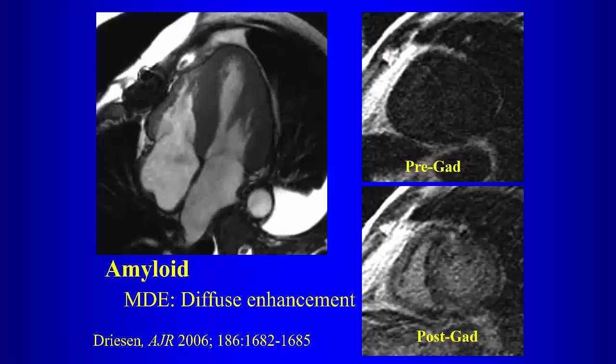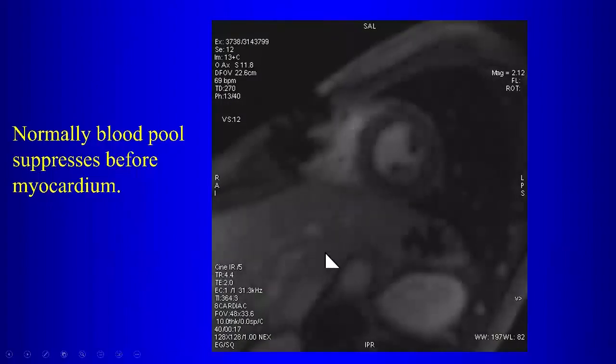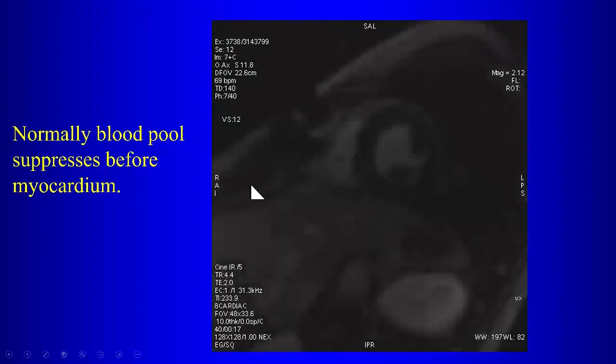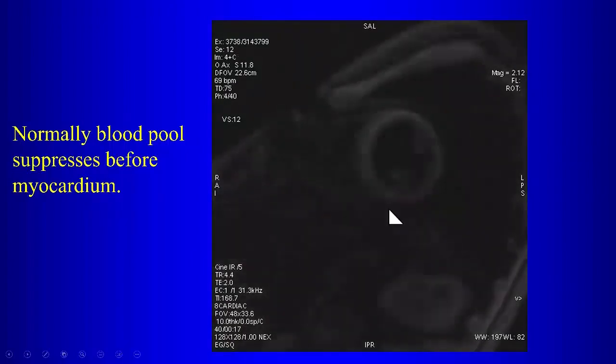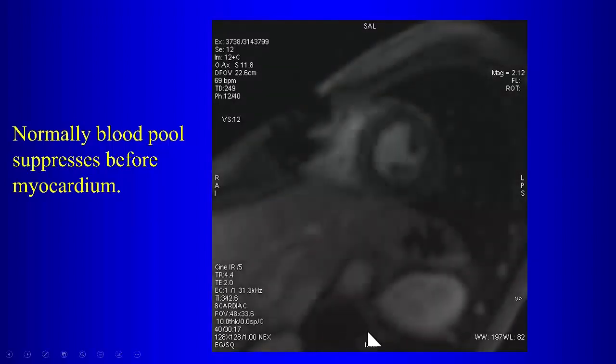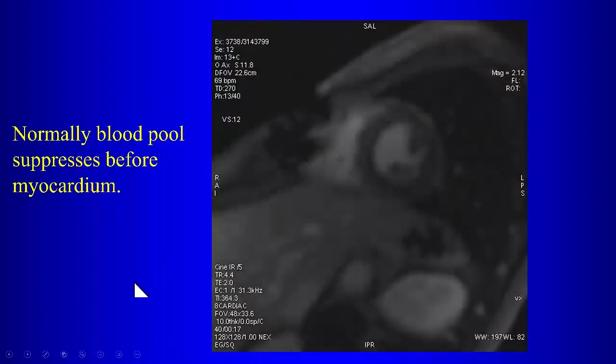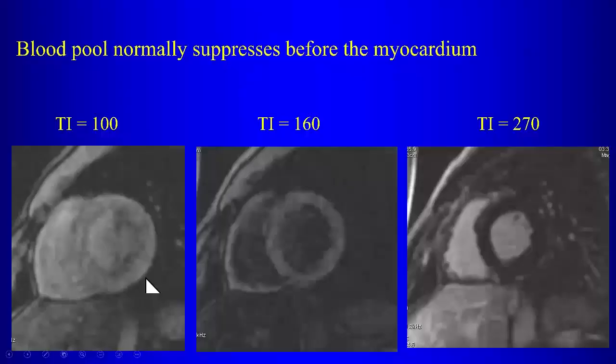And an indication of that is when you try to suppress the myocardium, you can't suppress the myocardium because it's enhancing. So that's what we would see with amyloid. Now, normally, as we go through our inversion times from lowest to higher, the blood pool will turn dark. The blood pool normally suppresses before the myocardium suppresses. And you can see that here, the blood pool will turn dark, there it turns dark, and then the myocardium later on, after the blood pool turns dark with a higher inversion time, will turn dark.